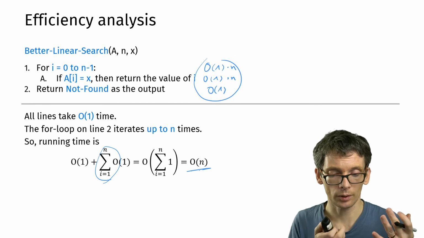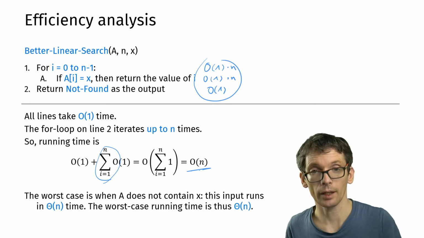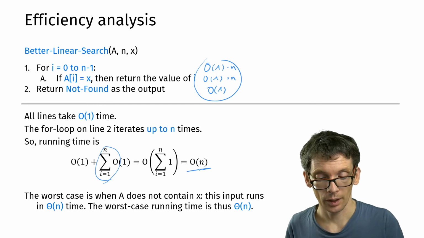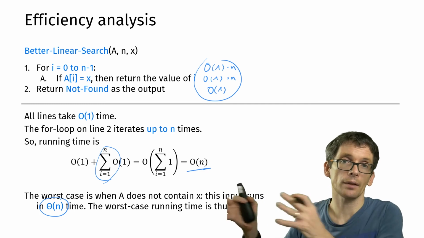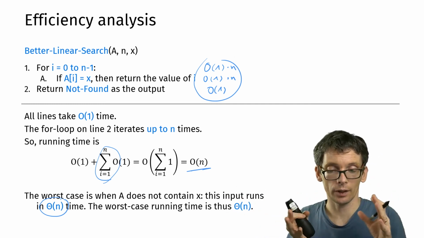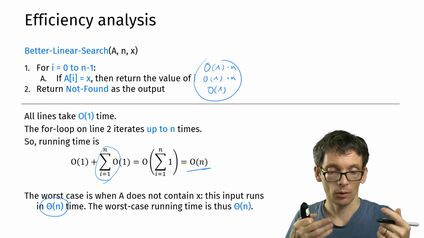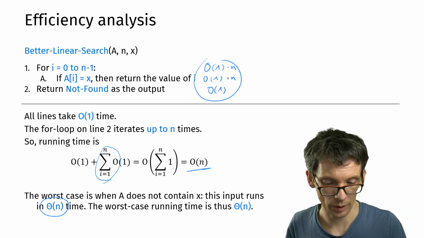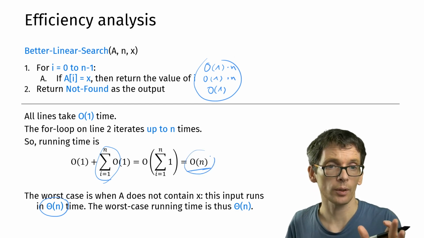And of course, there are instances where the algorithm is faster. We could be saying that the worst case running time is theta of n. Despite there being instances that are faster, I can always find, for any n, an input which actually takes linear time, namely when x is not present. But for the purpose of the analysis, we will often simply prove the O.